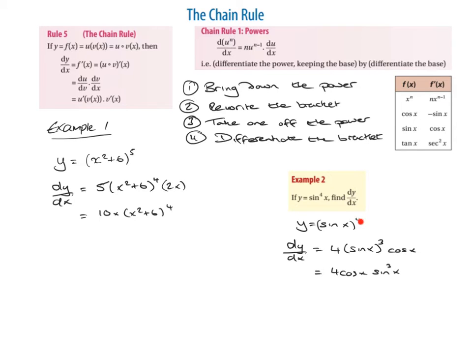So bring down the power, there, rewrite the bracket, take 1 off the power, 4 take away 1 is 3, and then differentiate the bracket. Differential of sine x is cos x, and like I said, it's just tidied up.